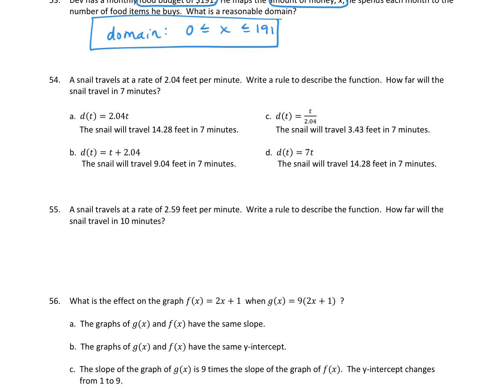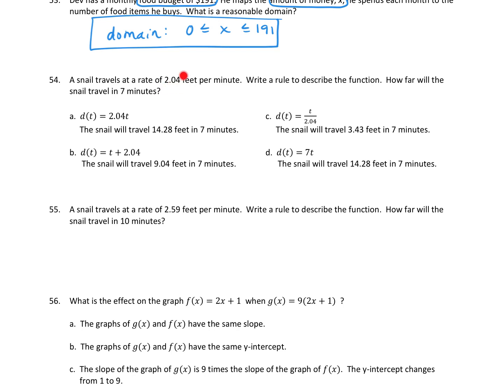All right, number 54, a snail travels at a rate of 2.04 feet per minute. Write a rule to describe the function. How far will the snail travel in 7 minutes? So if you're traveling at a rate of 2.04 feet per minute, we're going to write a rule to figure out how far a snail can travel.